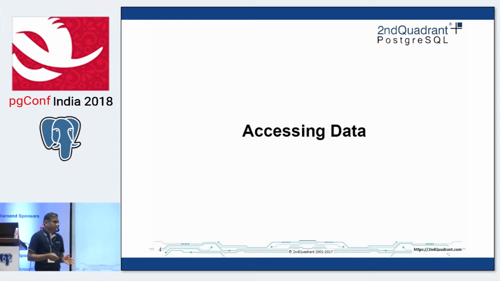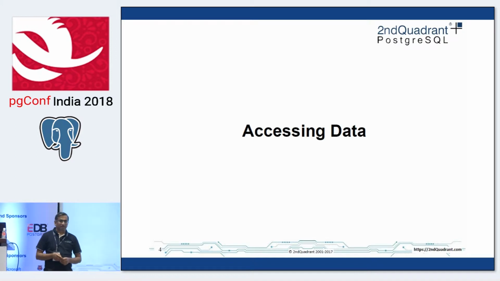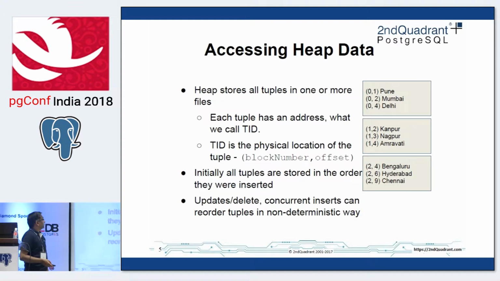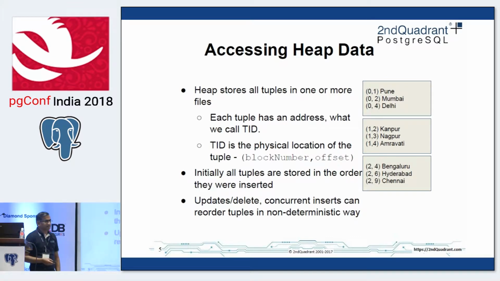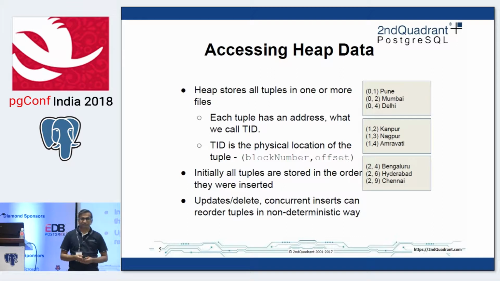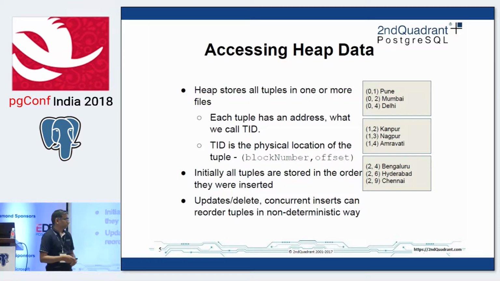So what this talk is all about is the different mechanisms by which you can access data in PostgreSQL, with focus mostly on indexes, because that's what we all like. But before talking about indexes, let's first look at the heap, the place where the actual data, the primary data, is stored.